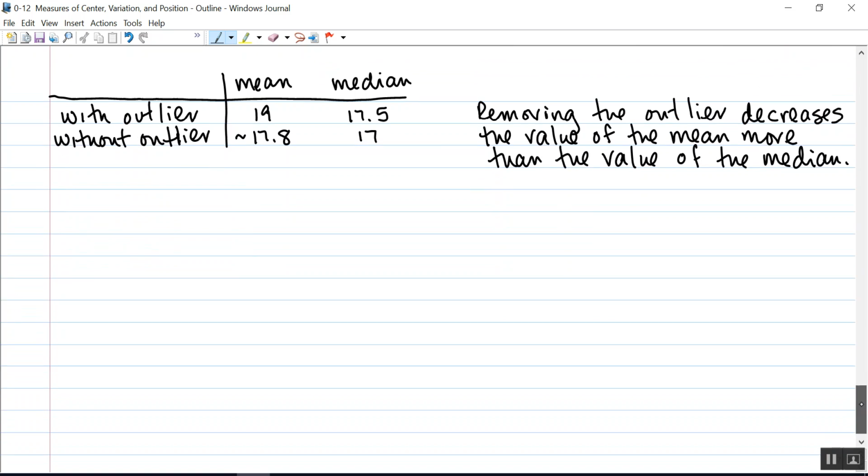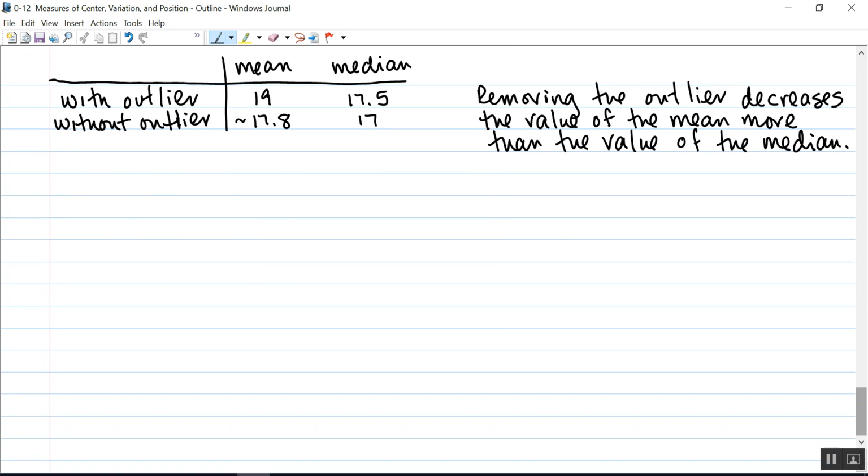So in this lesson, we looked at measures of center, variation, and position, mean, median, mode, and range. We talked about quartiles, the upper and lower quartiles, the interquartile range, how to find an outlier, and how to come up with a 5-number summary of a set of data.